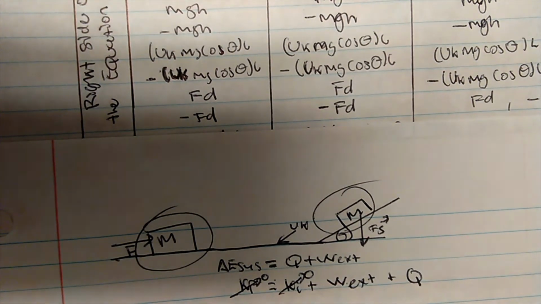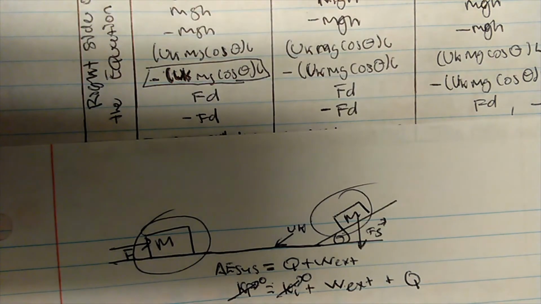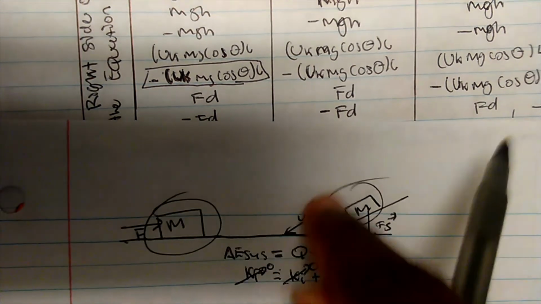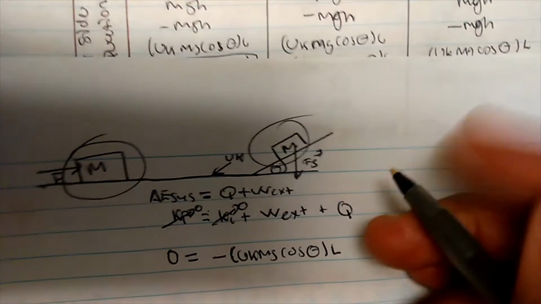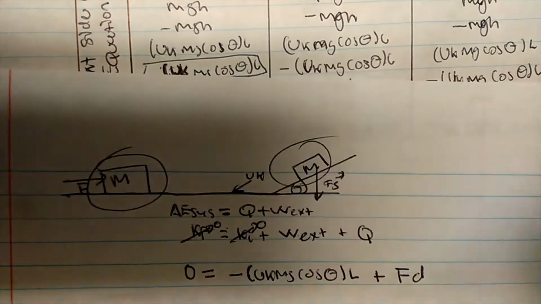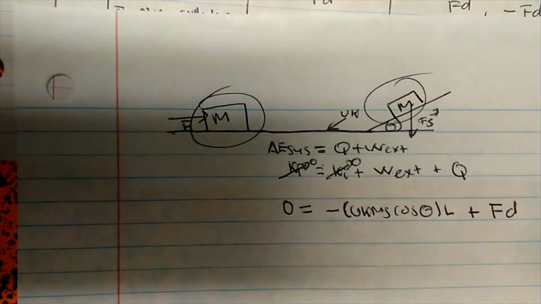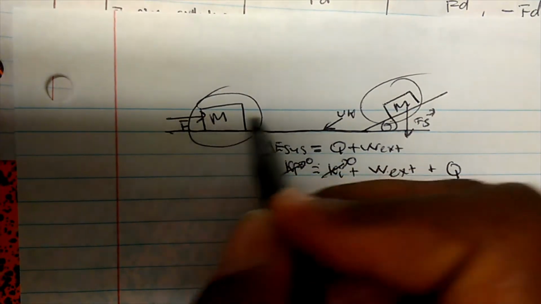Okay, and so we could circle our negative mu sub k mg cosine of theta L. That's on the right side for the block. Because again, friction is opposite, okay? And it's outside of force, so that's external. Now, what else do we have? We also have a positive force times the distance, okay? So our force times the distance would be positive, and we have to circle that, it's not 0, because it is external.